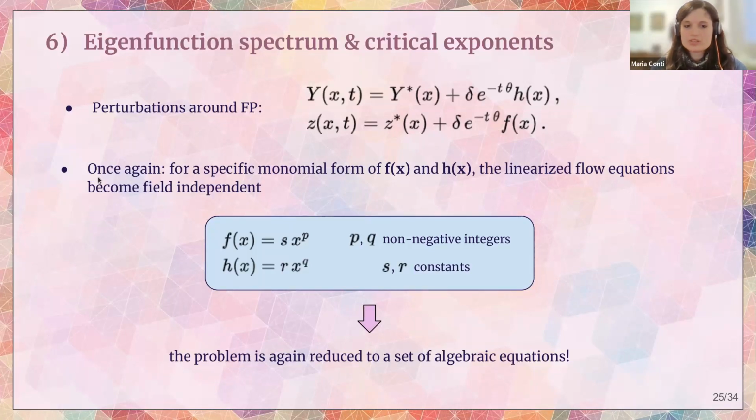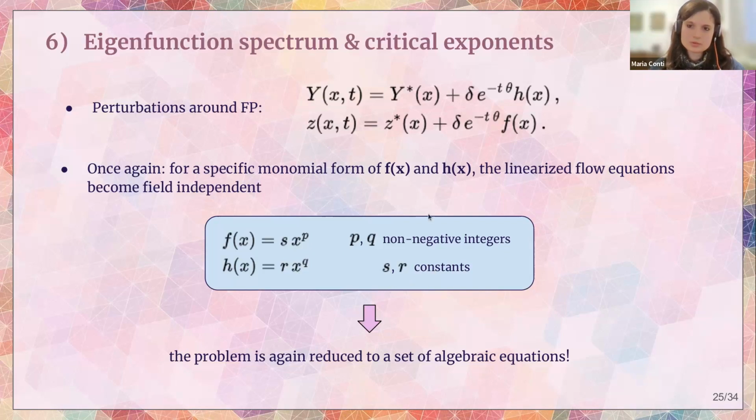Once again, you see that for a very specific monomial form, both for F and H, the linearized flow equations once again become field independent. So this is what you do. You choose F and H to be monomials. As you can see, P and Q are just non-negative integers, while S and R are just constants.